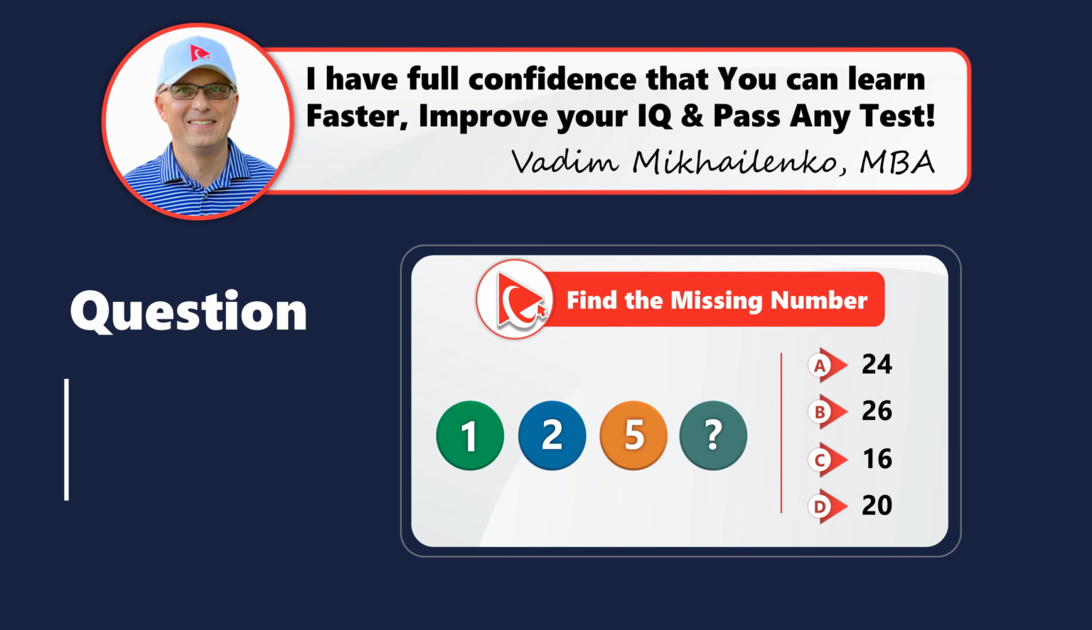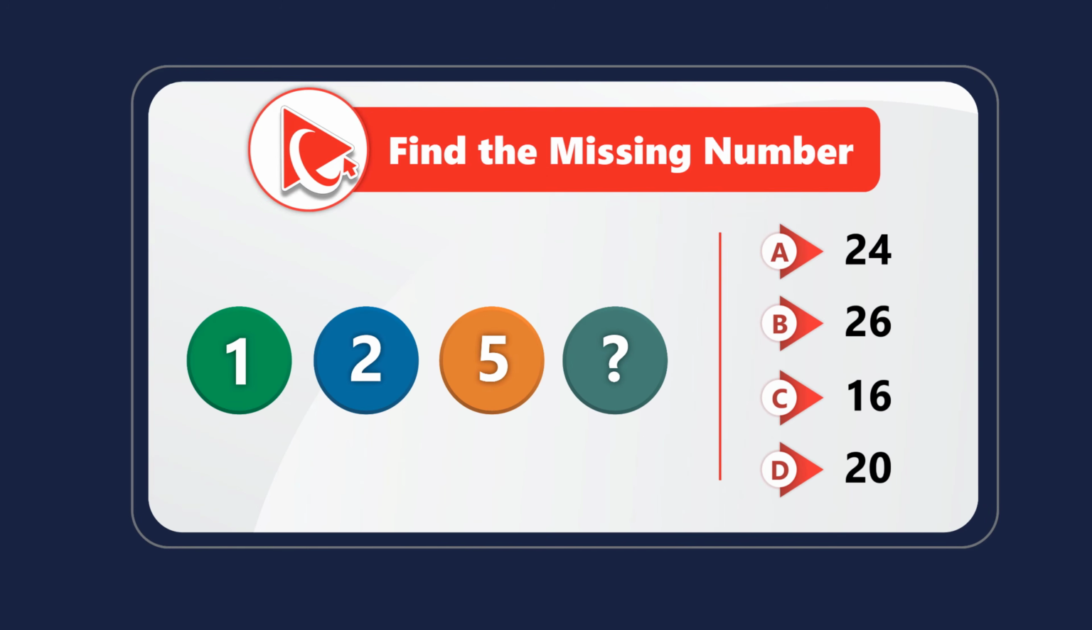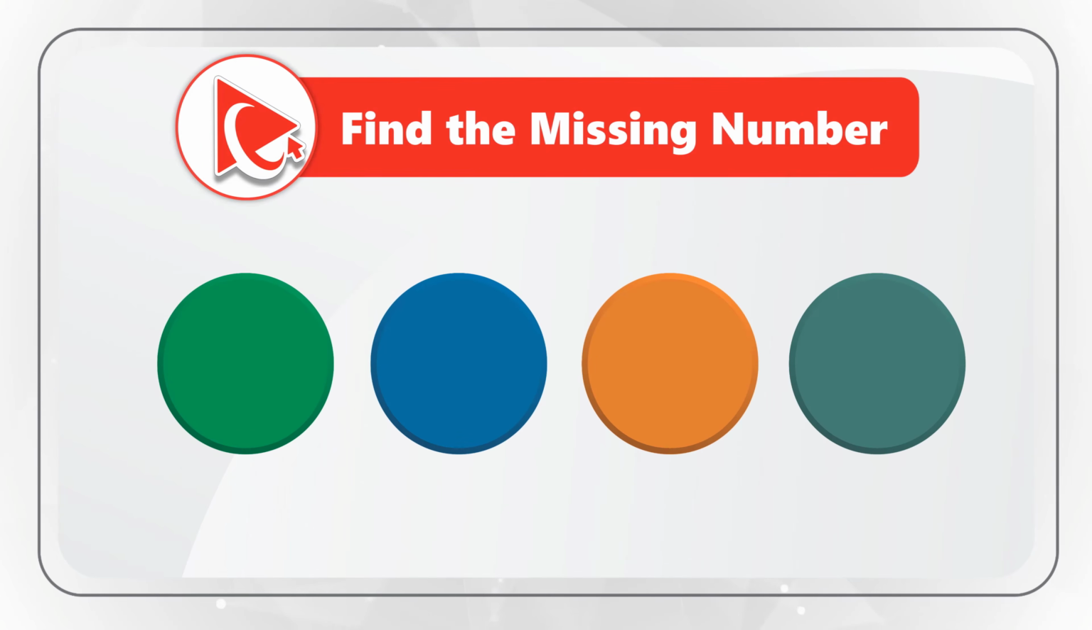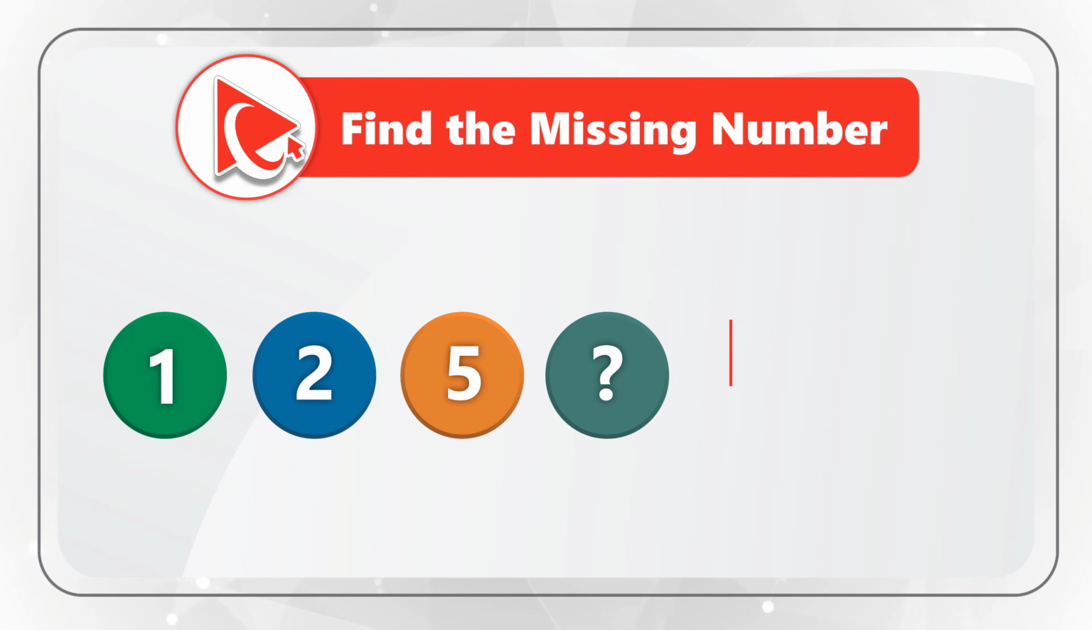Here's a very interesting question where you need to calculate the missing number. You're presented with 4 circles. Each circle is of a different color. The first circle has number 1 inside of it. Second circle has number 2. Third circle has number 5 inside. And the last circle has the missing number represented by the question mark. You need to calculate and select the final answer out of 4 possible choices.